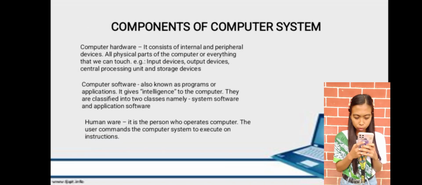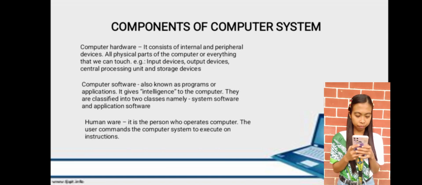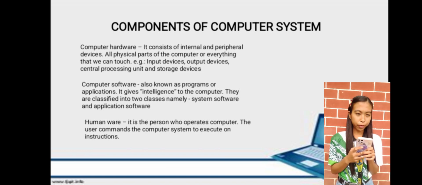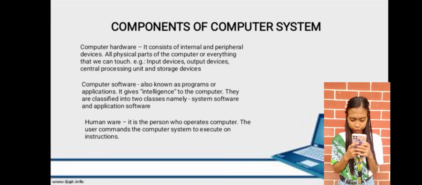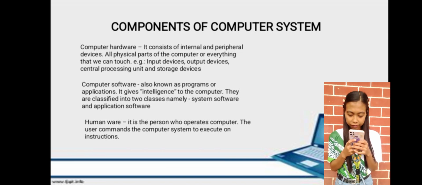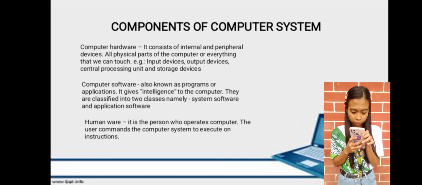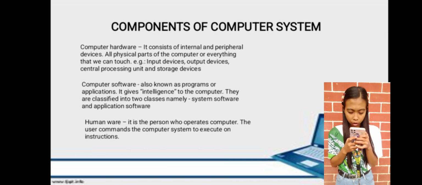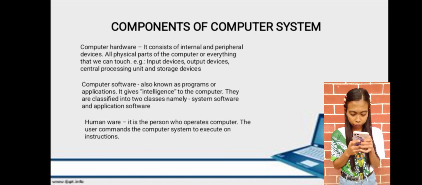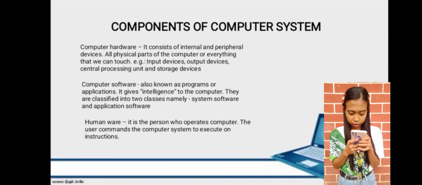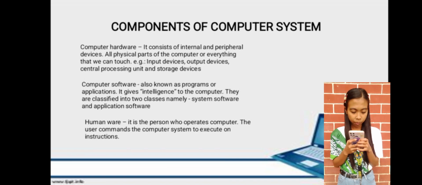Next, components of a computer system. First, computer hardware. It consists of essential and peripheral devices, all physical parts of the computer, or everything that we can touch. Input devices, output devices, central processing unit, and storage devices.